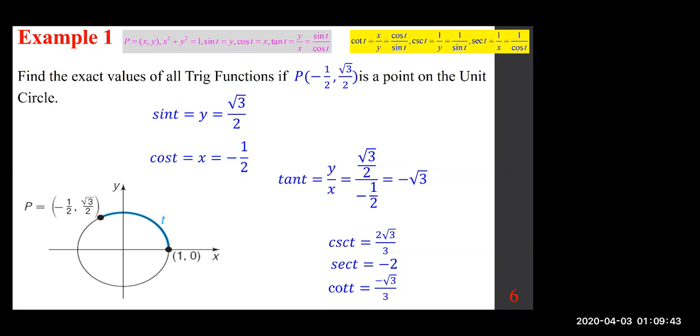I'm just showing you the answer for the rest of them. Simply put, we are using definitions, or we are using the reciprocal identities. Okay, the reciprocal identities. Sounds good? Everybody is okay with that? We're going to move on, class. All good. Excellent.